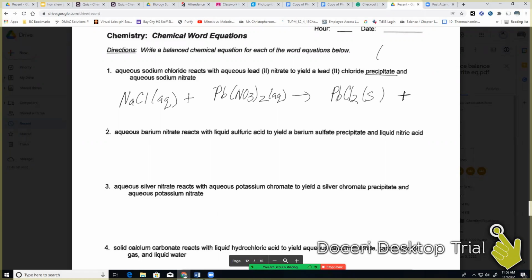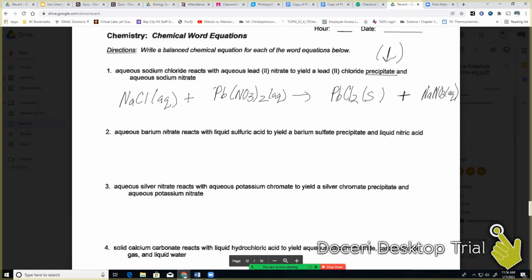You also, if you look back, you'll see that I could also put an arrow going down because solid is in the product. And then aqueous sodium nitrate. So that is NaNO3. And then that one is AQ. All right, so I've gotten my equation written correctly, so then I need to balance it.